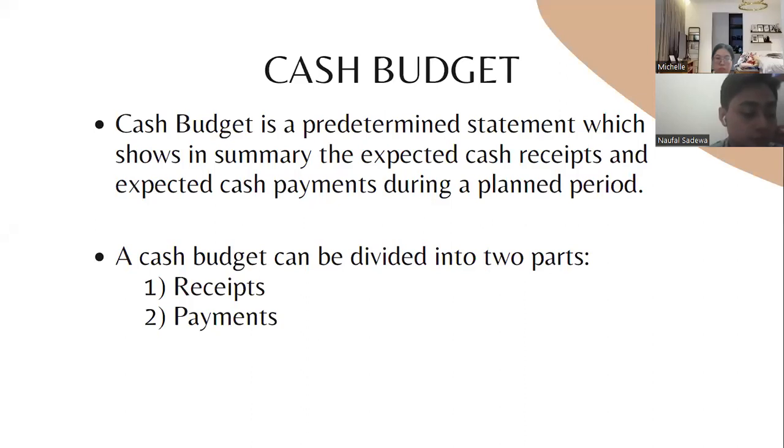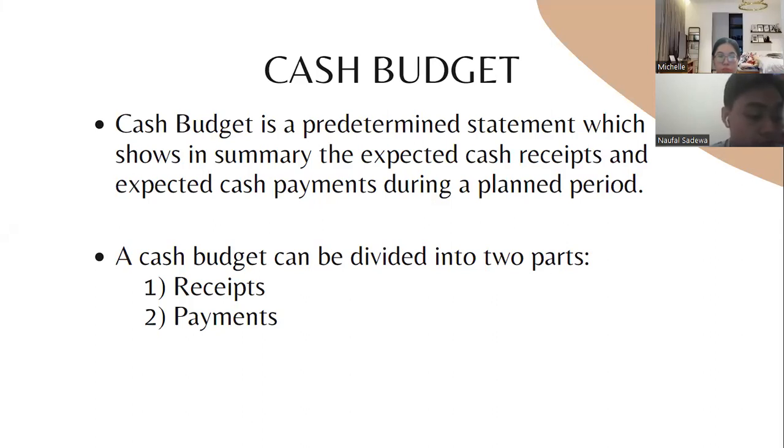So the next thing we will talk about is the cash budget. Cash budget is a predetermined statement which shows in summary the expected cash received and expected cash payments during a planned period. It shows the effect of the budget activities of the business, selling and buying, paying expenses, buying and selling of assets, investment in capital projects, receipt of dividends, etc.